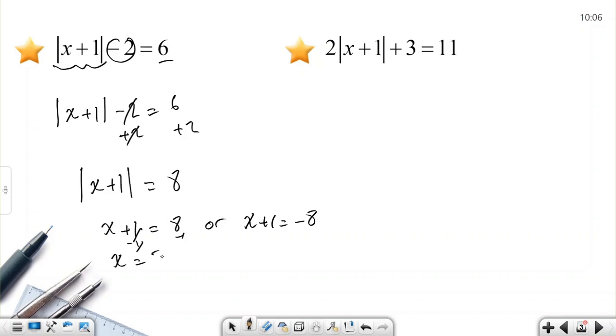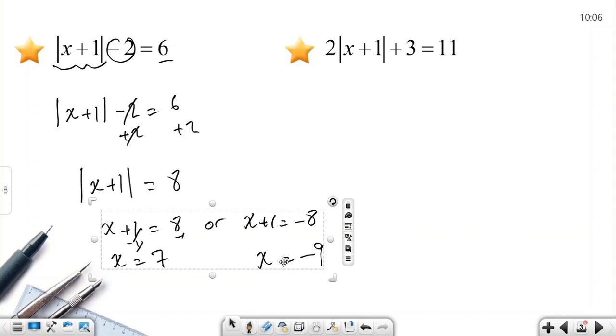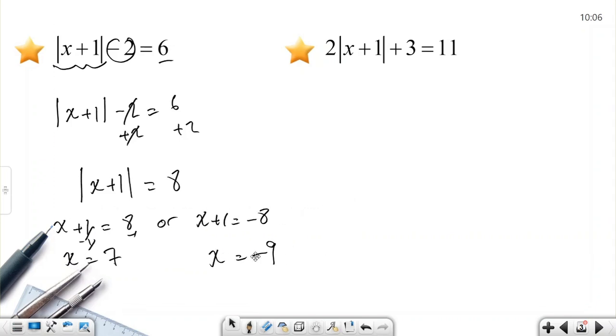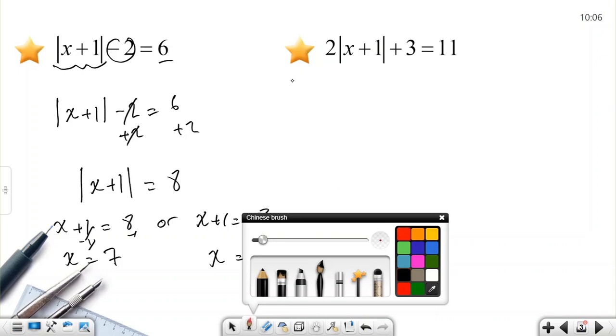8 minus 1 is 7. I want to do these steps mentally. So -1 is 0. So x, 8, -8 minus 1 will be -9. So x can be equal to 7, or x can be equal to -9. So let's keep this solution here. Now let's continue with the next example.